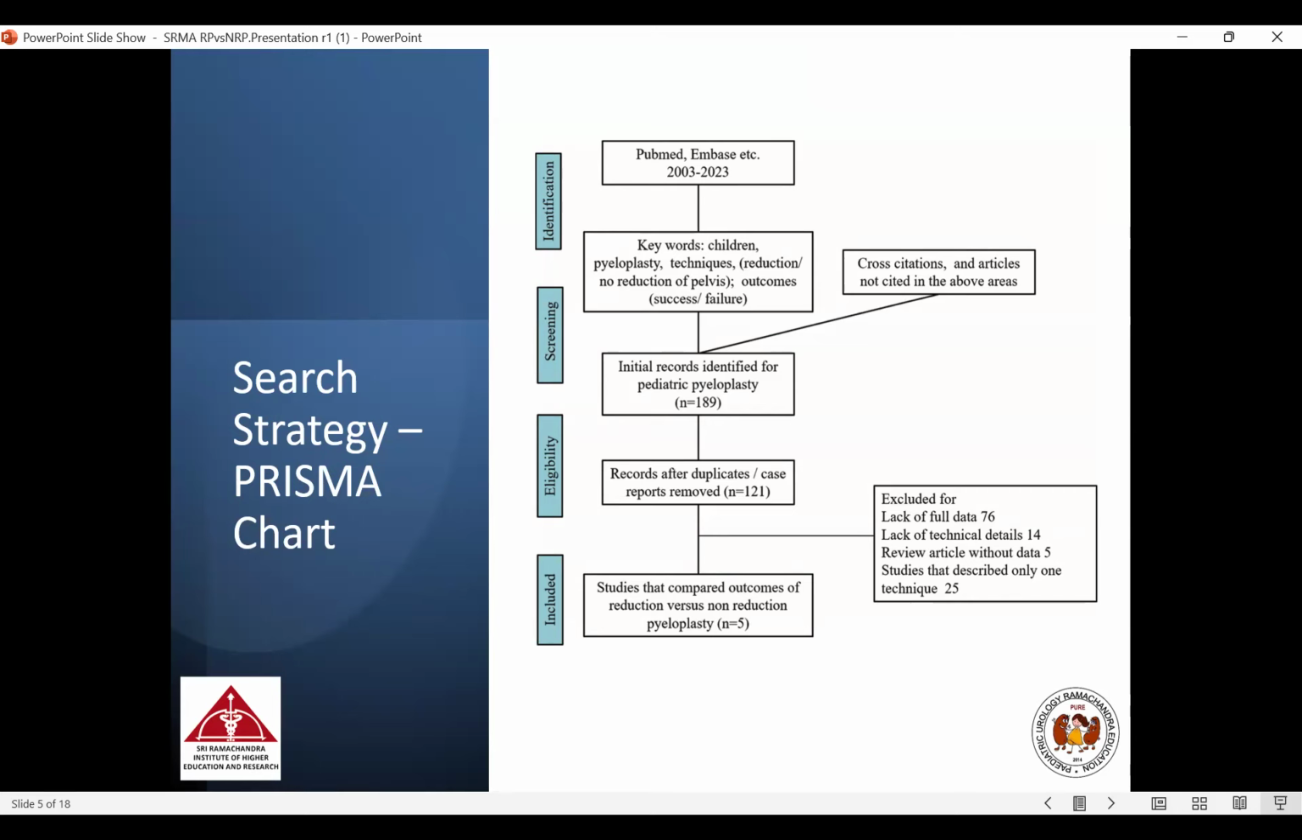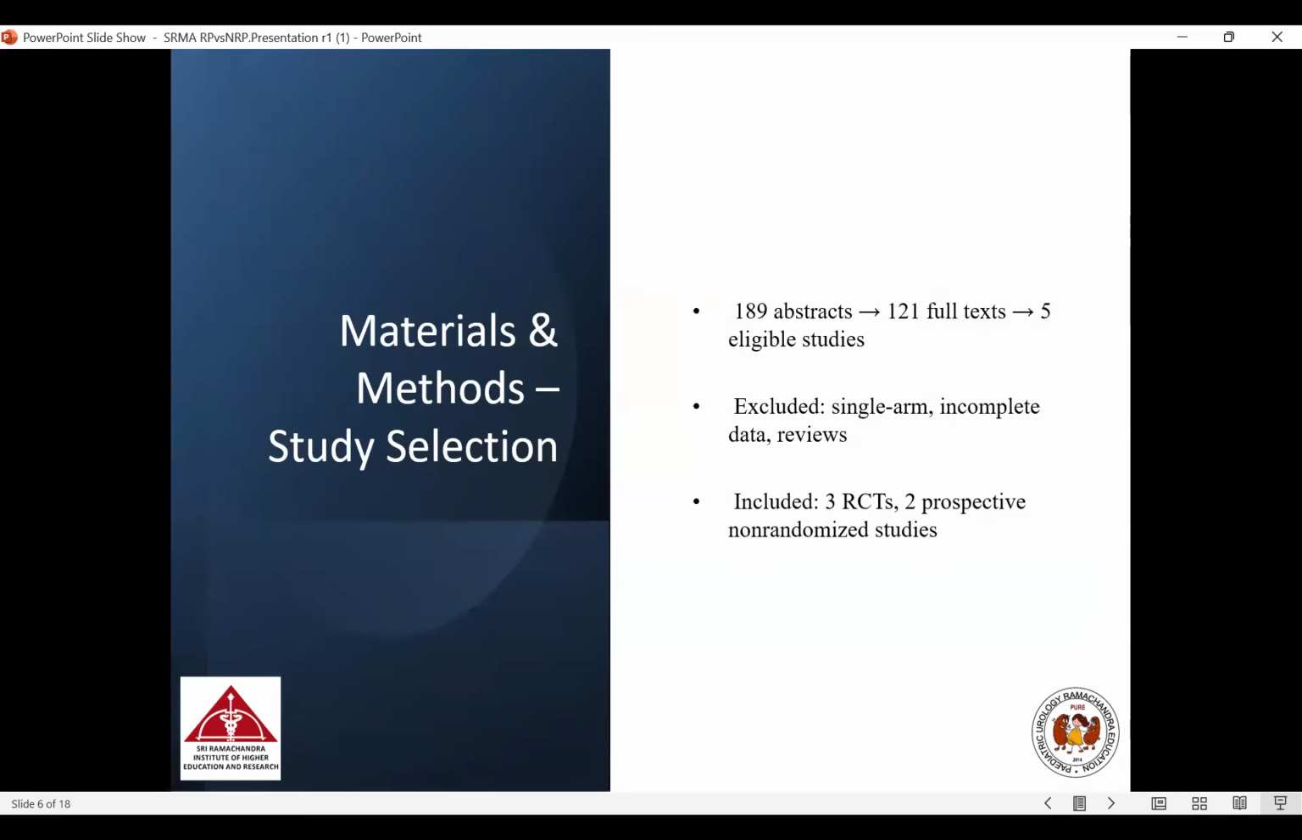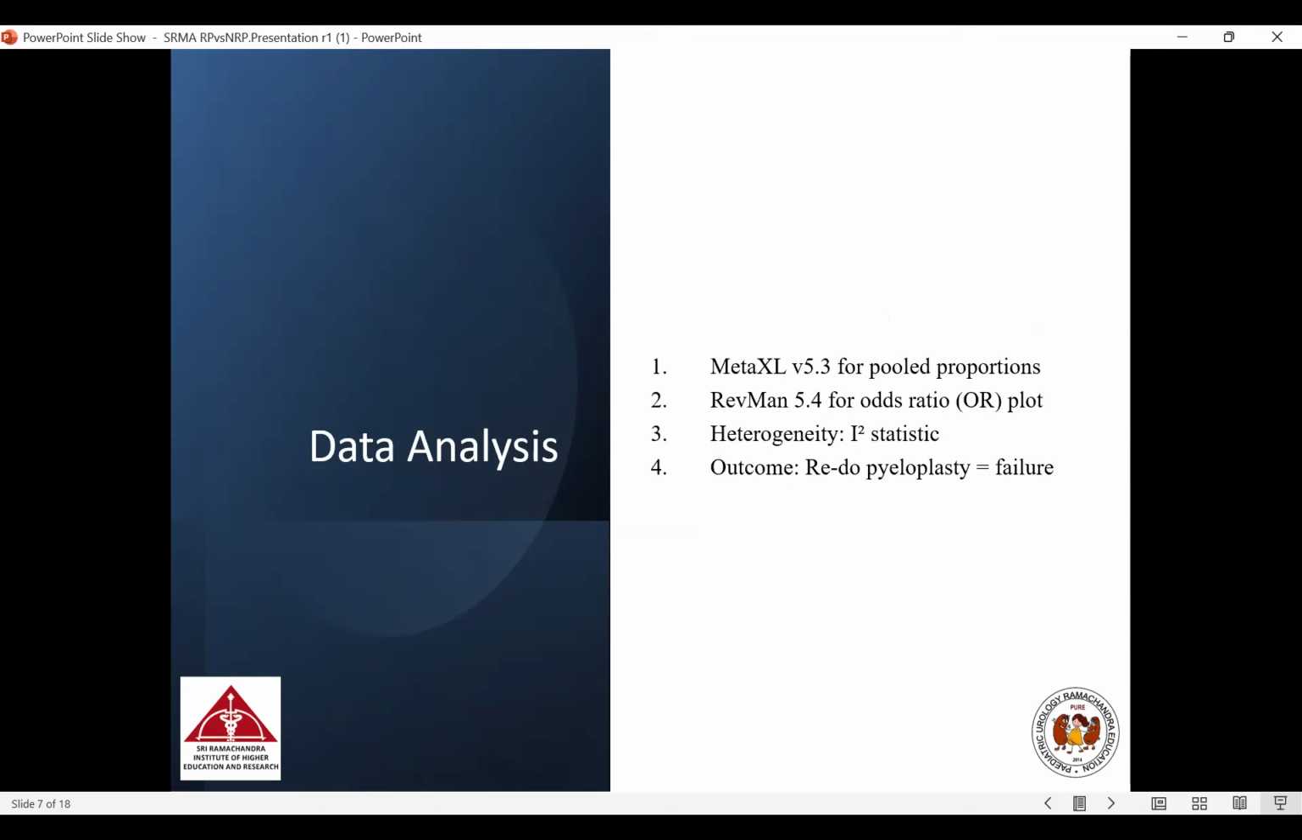Basically, the process is we filter the articles over 20 years, and we find only the articles which compare reduction and non-reduction in the same series. That is how we can derive an odds ratio. That reduces our articles to only 5 articles. If we received all articles, some saying reduction, some saying non-reduction, then there would be no problem; we would have hundreds and thousands of articles. But we selected only the 5 articles in which a single study compared both modalities. That included 3 randomized controlled trials and 2 prospective non-randomized studies.